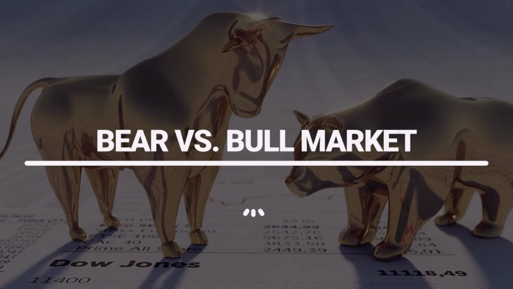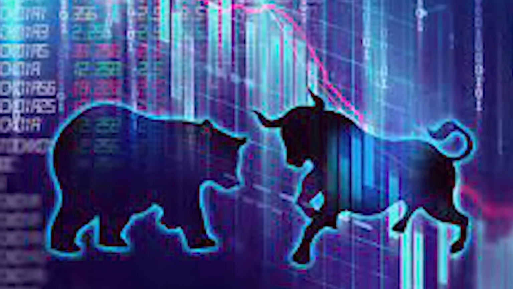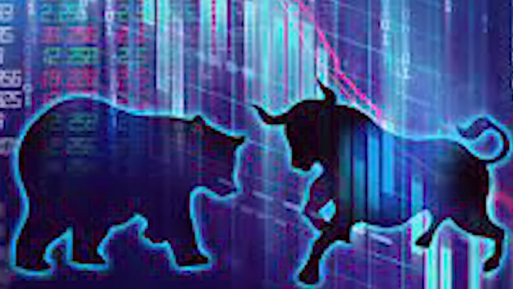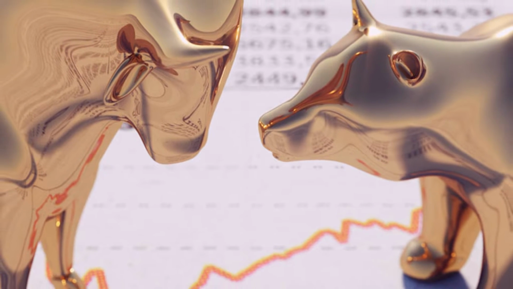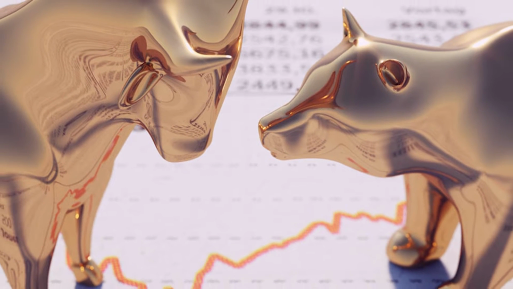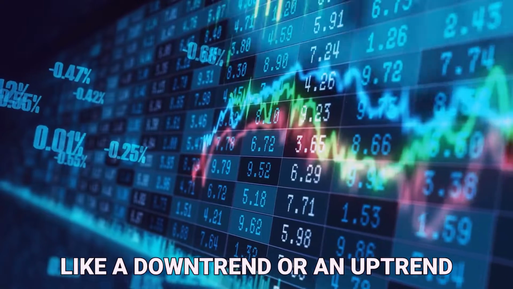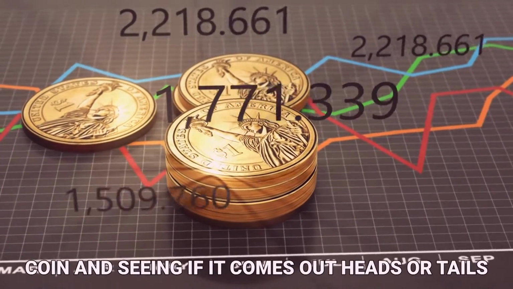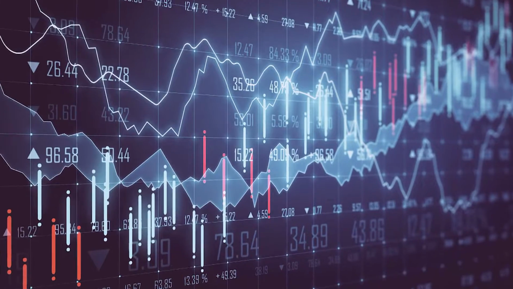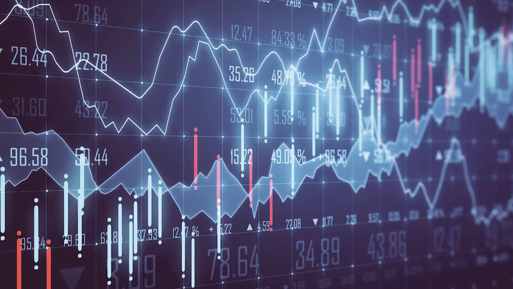Bear versus bull market. Tossing a coin has no control over whether it will land heads or tails. Hence, the outcome is completely random. If you flip a coin 100 times, you may see a pattern of heads and tails. You can now compare this to a short-term stock market action like a downtrend or an uptrend. Like the outcome of tossing a coin, it cannot correctly forecast the short-term movement of the stock market.